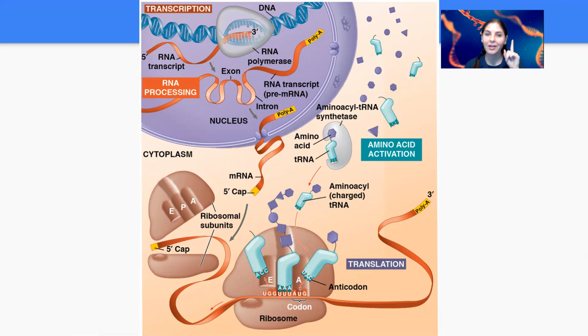But before that strand can exit, we need to take out the introns. Introns are sequences of DNA that don't code for a protein, and we need to have a way of removing them so they don't get exported outside of the nucleus. And we do this through a process called splicing.